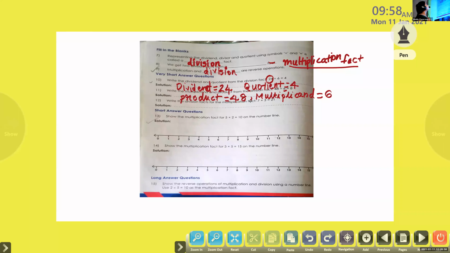21 into 7 equal to 3. Sorry, 21 divided by 3 equals 7. Very good. One more. 21 divided by 7 equals 3. Yes, very good.